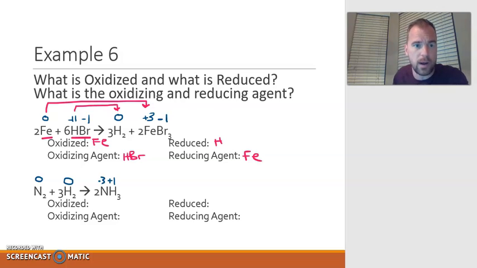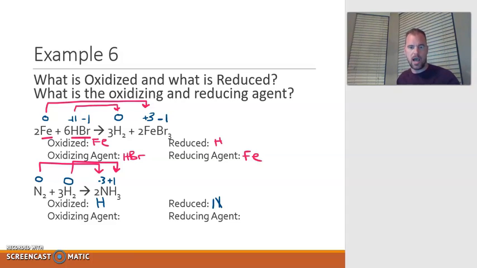Now looking at what happened, nitrogen went from 0 down to -3. You see that? So nitrogen's charge went down. So nitrogen was the one that was reduced. And then hydrogen went from 0 to +1. So hydrogen's charge went up, and therefore hydrogen was oxidized. Once again, notice when I'm just filling out oxidized and reduced, I'm just identifying the element. I'm just saying hydrogen and nitrogen. I don't have to worry about the formulas or anything like that. It's just identifying what element's charge went up and down.